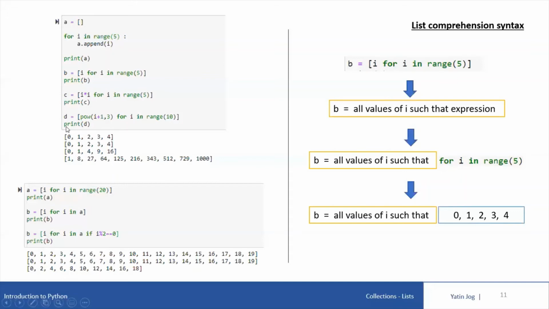So now if I say print D, it will print the contents of D as all the cubes of the numbers between 1 to 10: 1 cube, 2 cube, 3 cube, 4 cube, 5, 6, 7, 8, 9 and 10. So this is how you can use the list comprehension syntax.